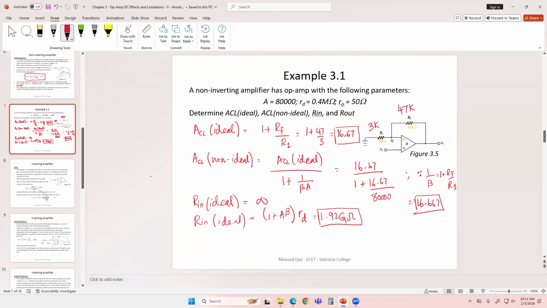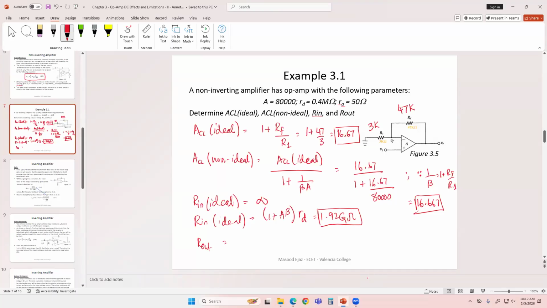Extremely large again, so infinity is perfectly fine to be considered as the input resistance of the circuit. You got what? 19.2 giga instead of 1.92? Okay. Both are very large values. Both are extremely large. So that's 1.92 giga, not 19.2.